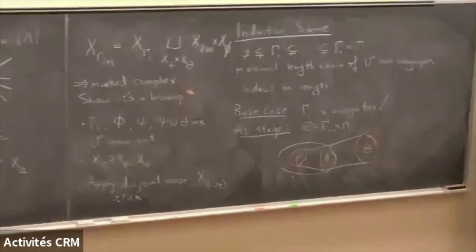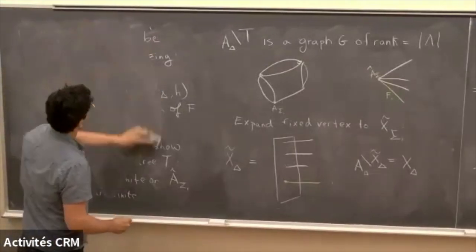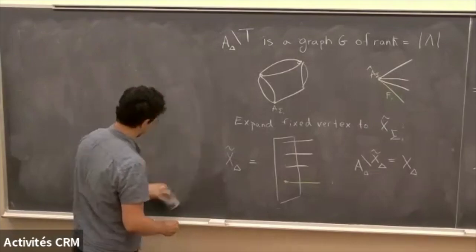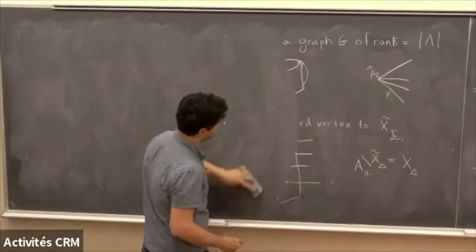So in the last little bit of time, maybe I'll tell you about how you might try to realize subgroups in Out of A gamma in general. And this is something that we're working on.